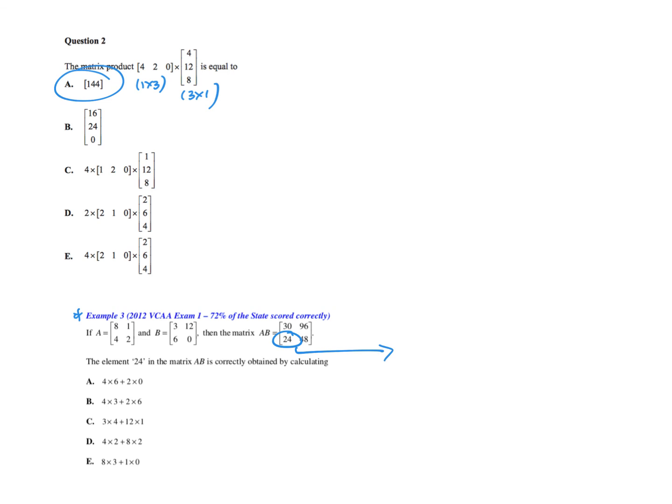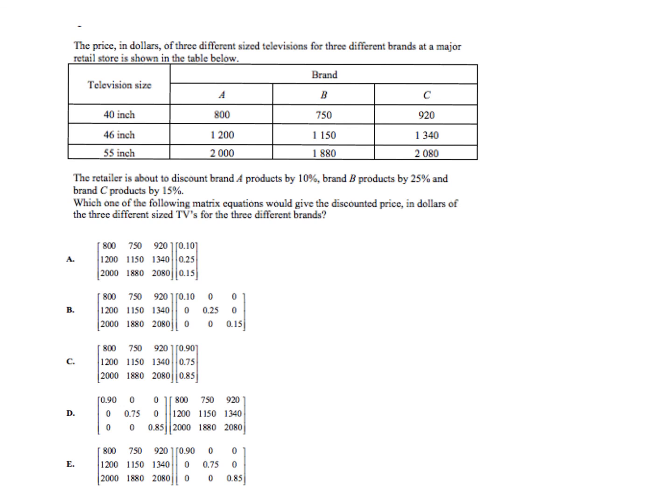In the next question, the element 24 in matrix AB is correctly obtained by calculating. So you have to say how you work that out. Because that spot, that number 24, is row 2, column 1, to work that out I used row 2 with column 1. So it was 4 times 3 plus 2 times 6. And where's that answer? That is here. B.